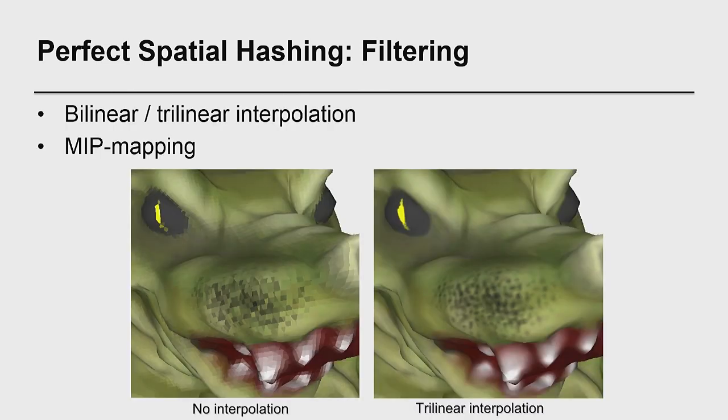Filtering, however, becomes something that you need to be a little bit careful about. With bilinear filtering, you can do multiple texture lookups and then do the filtering yourself. With MIP mapping, you need to store your MIP map levels.